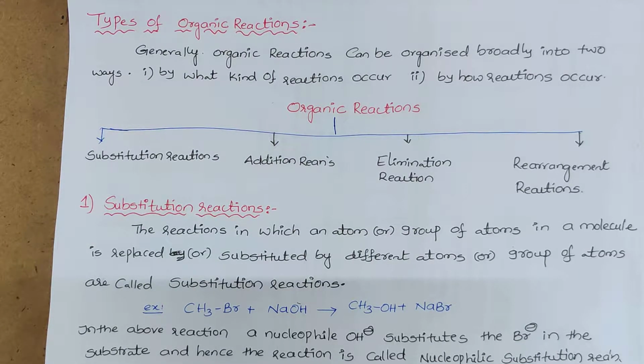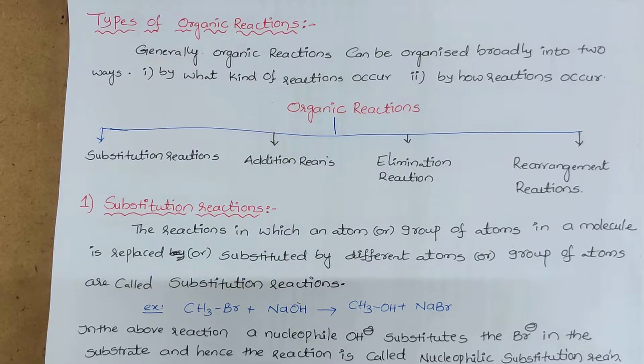Today we are going to discuss the types of organic reactions. Generally, organic reactions are broadly classified into four types: substitution reactions, addition reactions, elimination reactions, and rearrangement reactions.